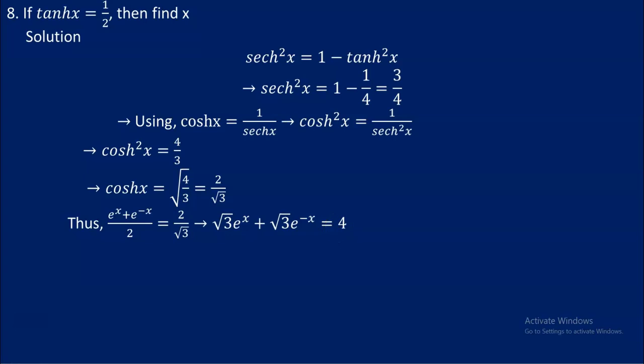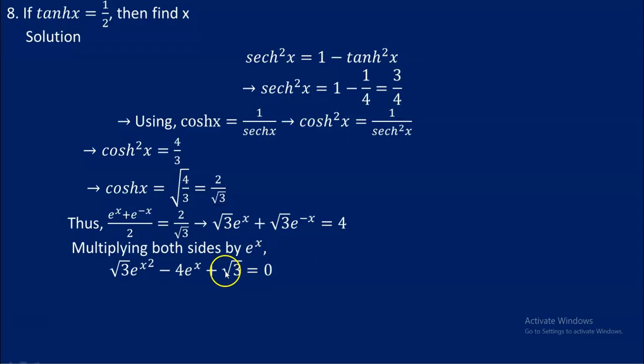Now look here. Here we are having radical 3 e to the power of x plus radical 3 e to the power of minus x equals 4. So let's multiply the whole by e to the power of x, students. If you multiply the whole by e to the power of x, you are going to obtain a quadratic expression of e to the power of x. You see? So if you multiply both sides by e to the power of x, one can obtain that radical 3 times e to the power of x the whole squared minus 4 times e to the power of x plus radical 3 equals 0.